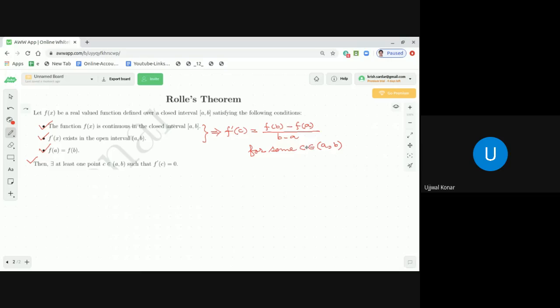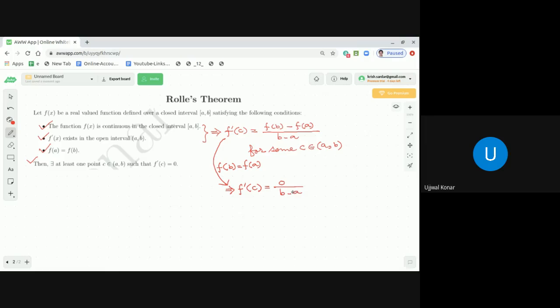Now let's impose the third condition of Rolle's theorem, that is f(a) equal to f(b). Now, dear students, we know f'(c) is equal to (f(b) minus f(a)) by (b minus a). Now in this, if we write f(b) is equal to f(a), what are we going to get? This implies that f'(c) is nothing but, since f(b) equal to f(a), f(b) minus f(a) equal to 0, so 0 by (b minus a).